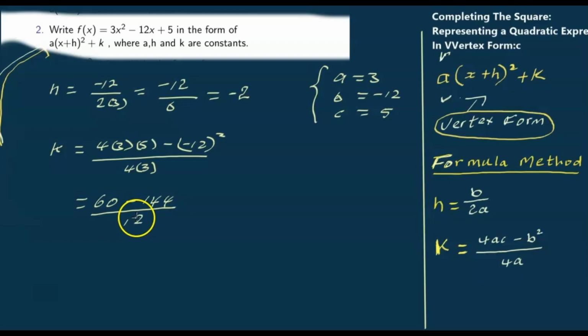All over 12. So 60 minus 144, that will give us negative 84. And negative 84 divided by 12 will give us negative 7 as the answer. Therefore, K is negative 7.